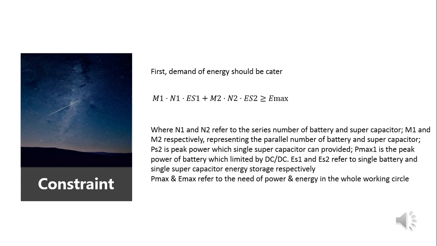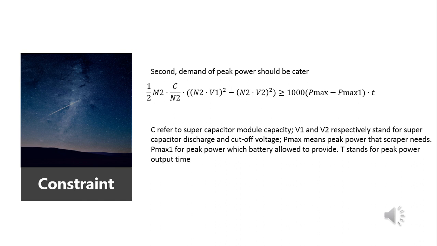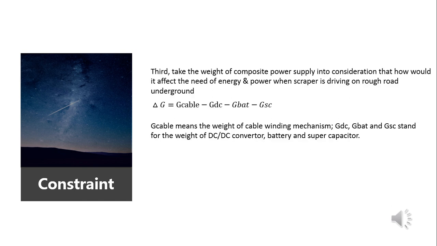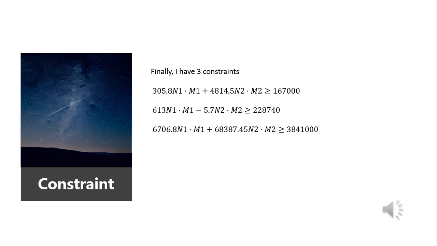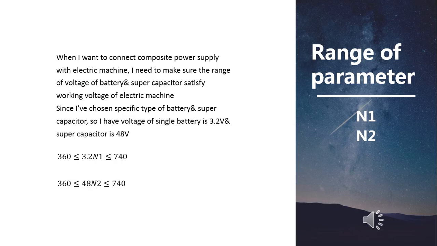So after all I've mentioned, as for the constraint, first, the demand of energy should be catered. Second, demand of peak power should be catered. Third, I should also take the weight of the composite power supply into consideration, and we could know how it affects the needs of power and energy when the scraper is driving on a rough road underground. So finally, I got 3 constraints.